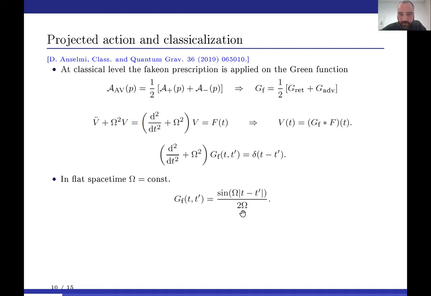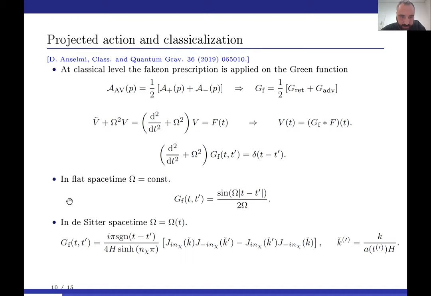We worked out also the same in de Sitter spacetime, which is more complicated. Js are the Bessel functions. And this n chi is a constant, which depends on which cosmological perturbation you are considering, which type, scalar, tensor, but it's a constant. And this is all what you need to compute in this formalism, this theory, the effect of cosmological perturbation and the effect of Fakeons on power spectra.